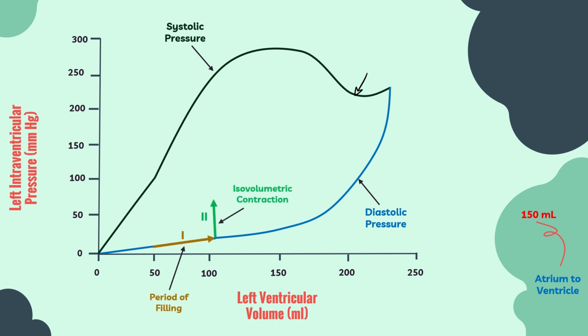This is phase 1, called as period of filling. This is phase 2, called as isovolumetric contraction. This is phase 3, called as period of ejection, while this is phase 4, called as isovolumetric relaxation.